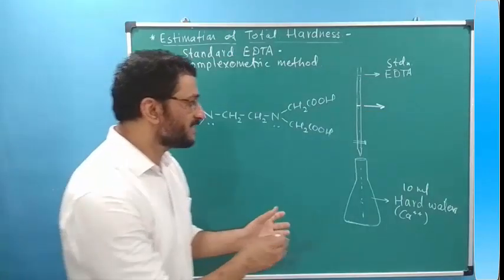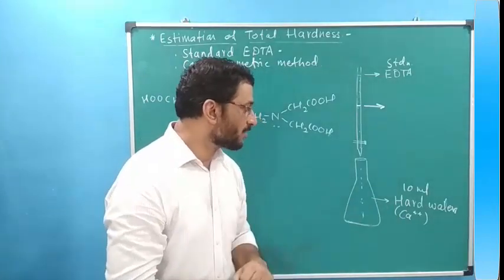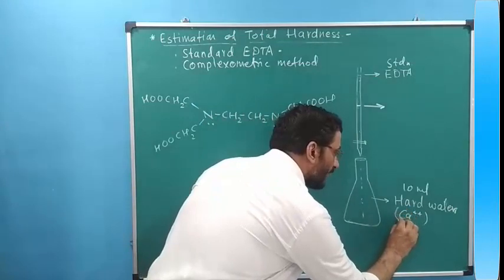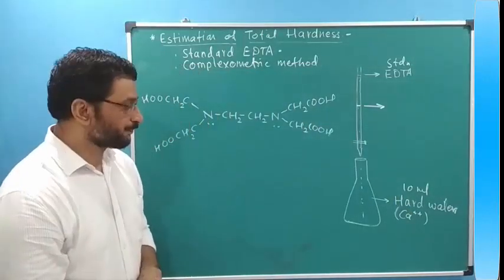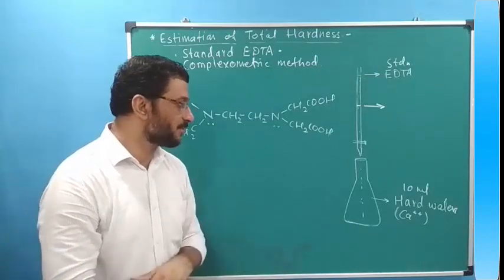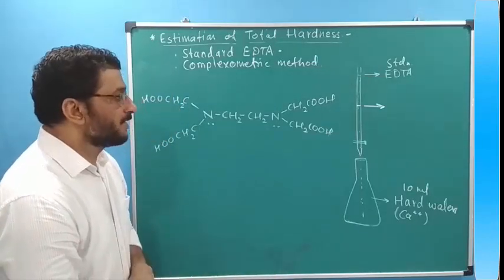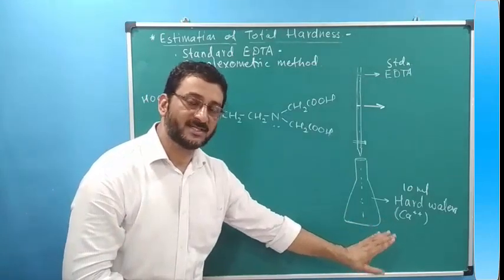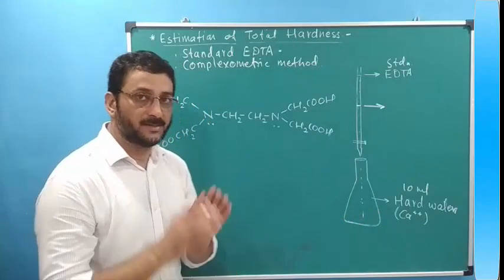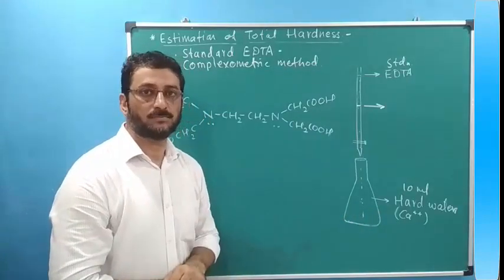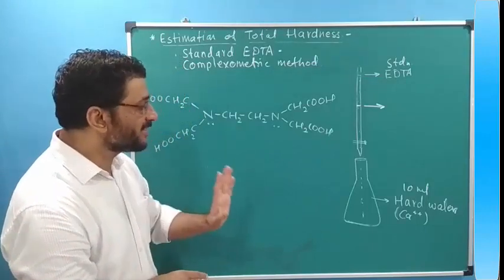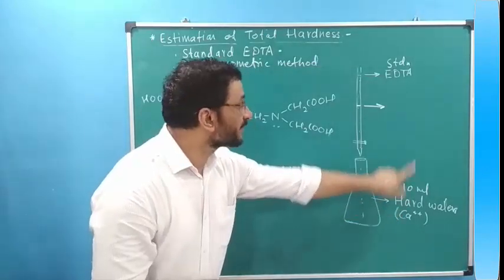As it is hard water, it has a certain number of soluble hardness causing ions, say calcium ions, as we express hardness in the form of CaCO3. These soluble should be underlined. A certain number of soluble hardness causing ions are there. That number we want to find out. That is the total hardness of the water. So it is a reaction of this against this.